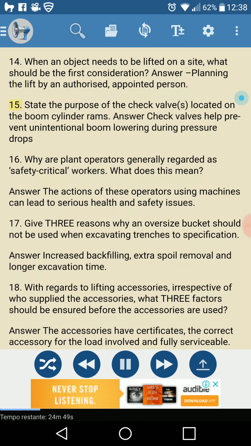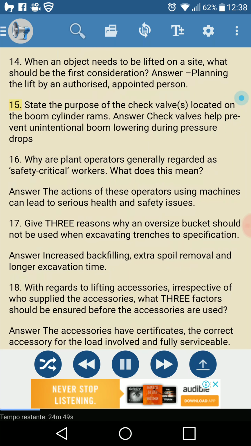16. Why are plant operators generally regarded as safety critical workers? What does this mean? Answer: the actions of these operators using machines can lead to serious health and safety issues.